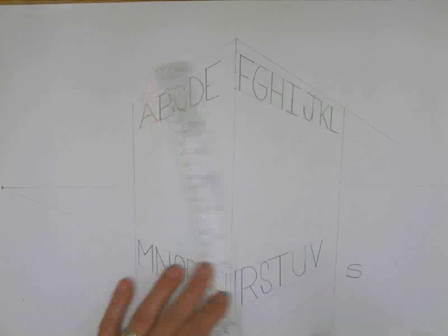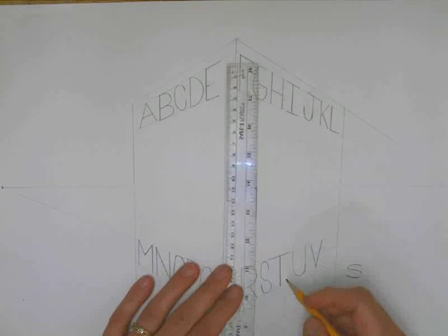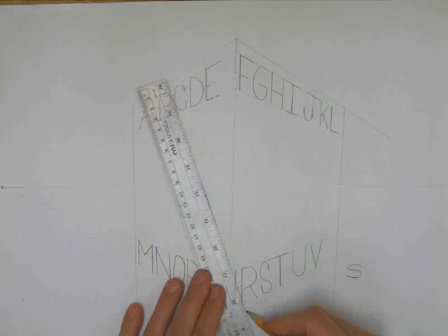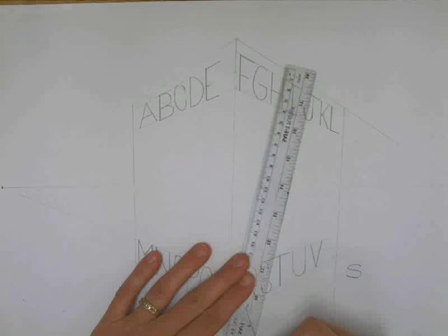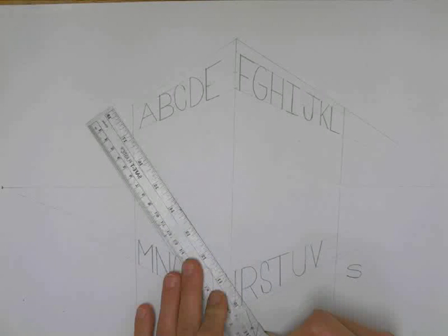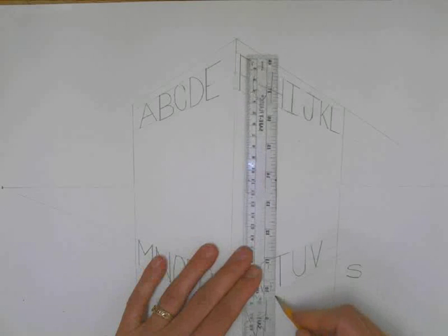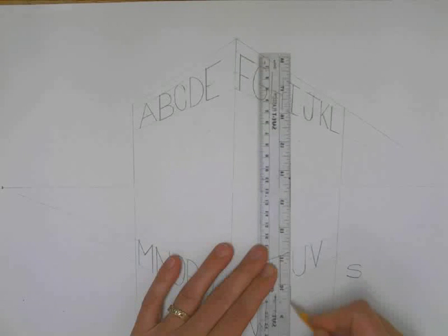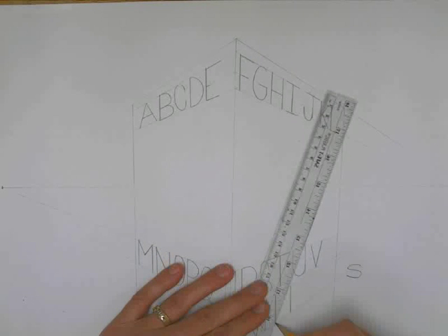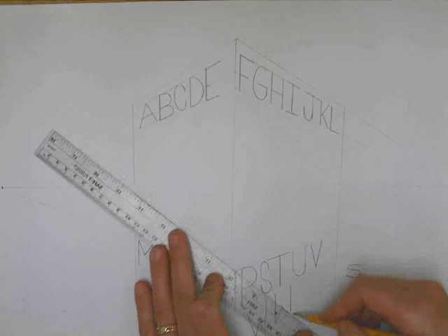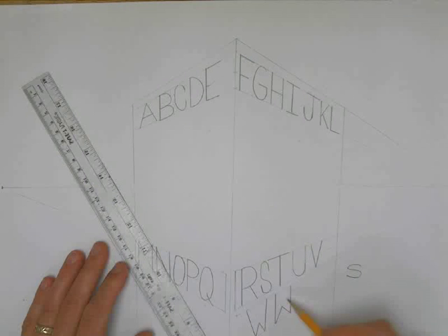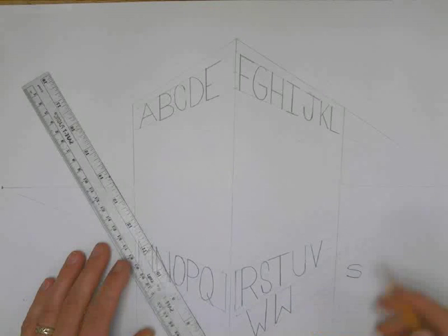Okay, a W you could do 2 ways. You could go on an angle if you wanted to, or you could do it where it's more vertical, and it's almost like an upside down M. Whatever way you like. I kind of like this way better.